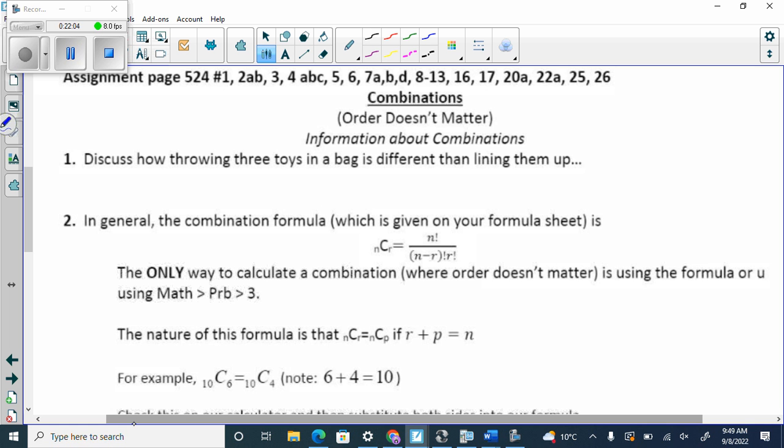Does the order matter of which I'm arranging toys in a spot? Yeah, because it could be this way: green, pink, yellow. Now they look different. Now they look different. Now they look different. But they can move, right? How many ways can they move?